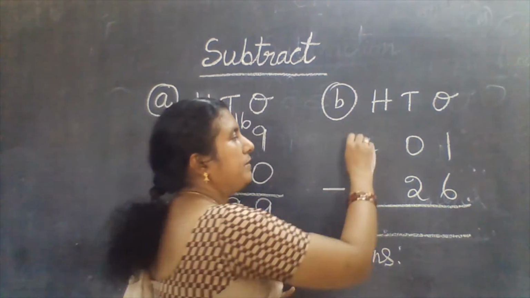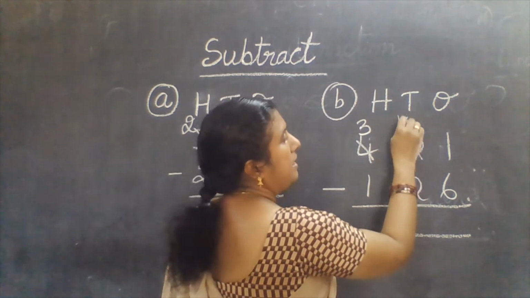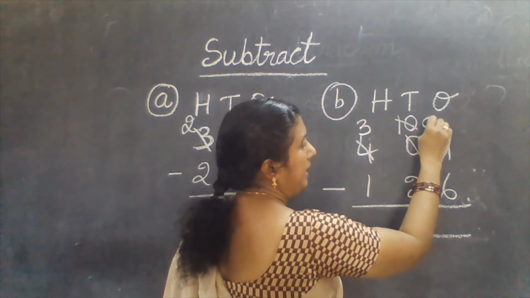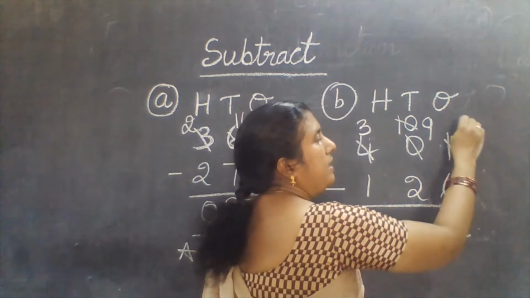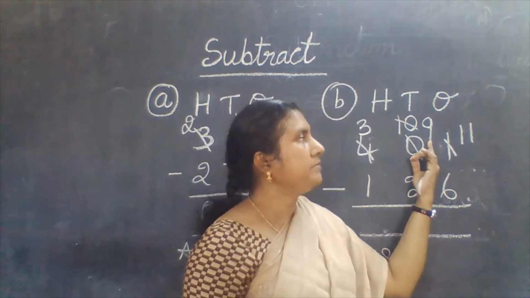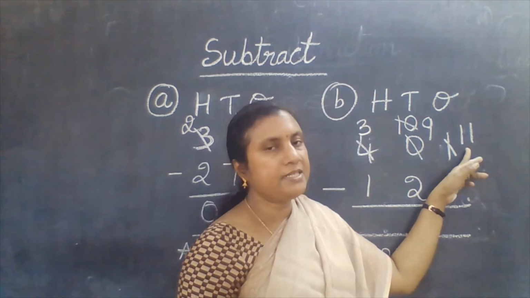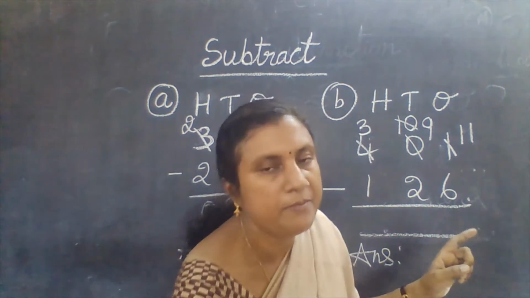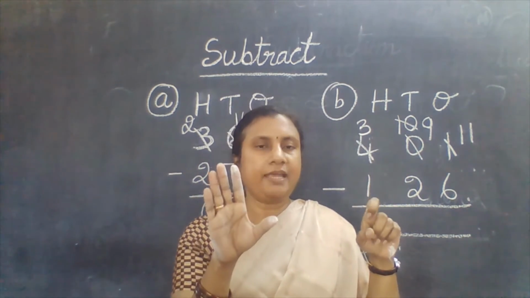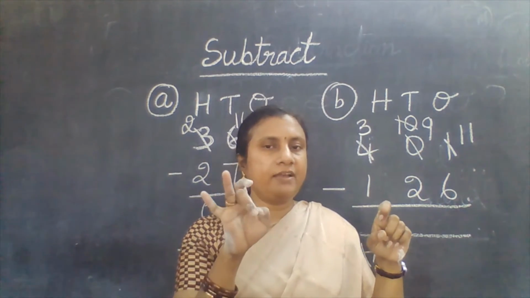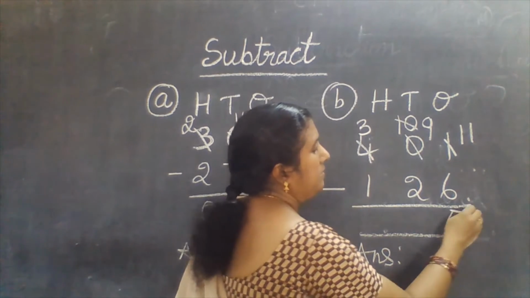That 4 will be reduced to 3 and this 0 will become 10 and that 10 will become 9. Now 1 will become 11 as we are bringing one 10 from tens place. That's why 10 will become 9. So 10 plus 1 is 11. Now we have to separate 6 from 11. 11 in your mind, 6 in your fingers. Before 11: 10, 9, 8, 7, 6, 5. So what is the difference? 5.